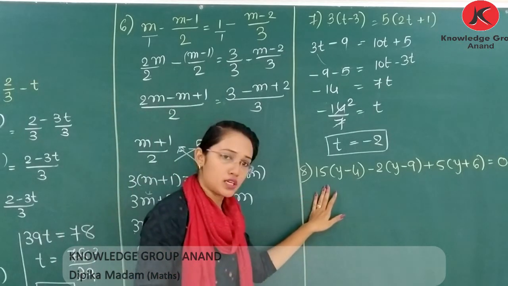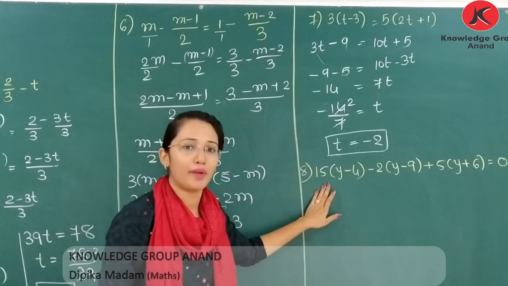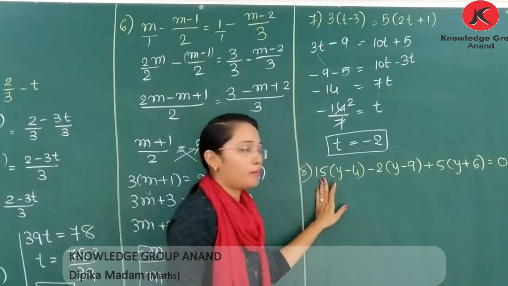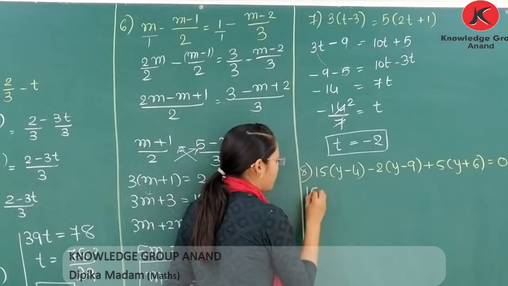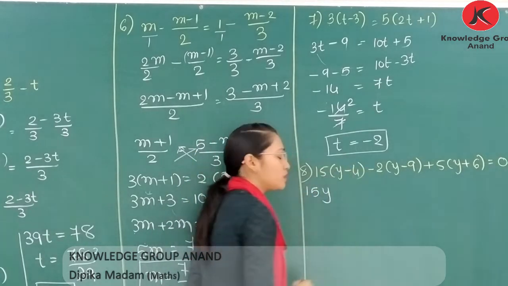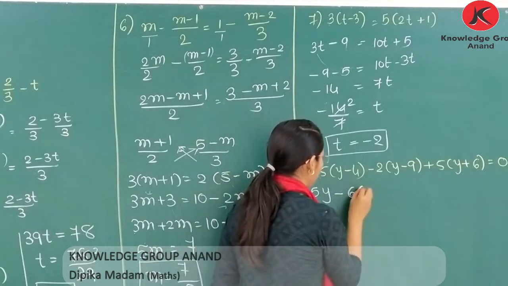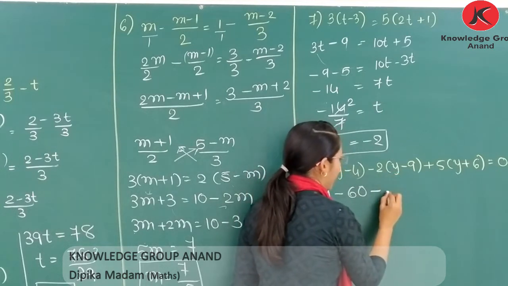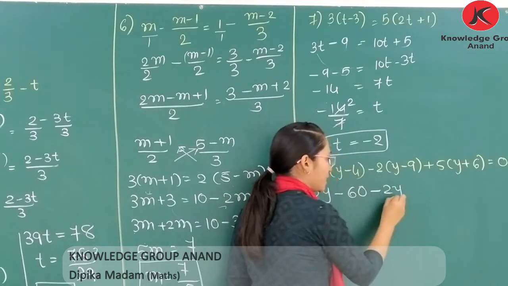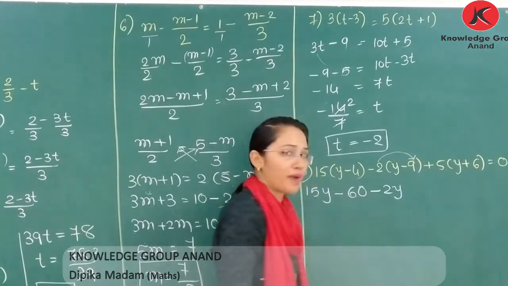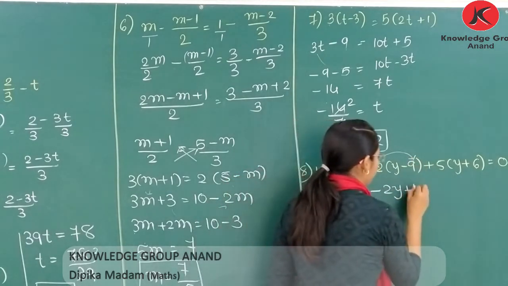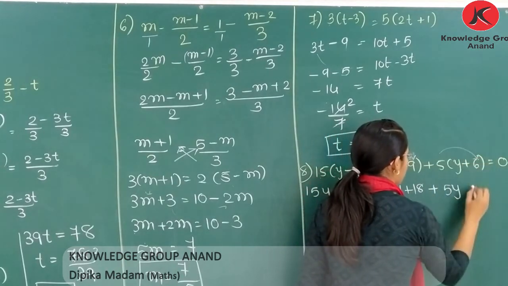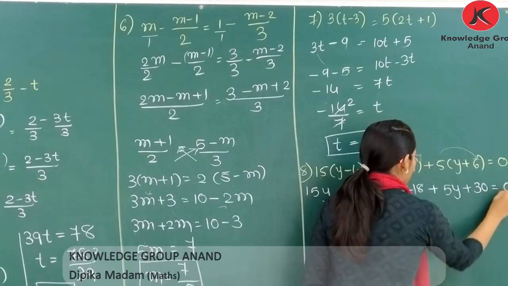So here it is simplified when you open the bracket. First of all, we multiply every number that is outside the bracket with the bracket. 15 multiplied with y, 15y, and 15 multiplied with minus 4, minus 60. Now minus 2 is multiplied with y, that is minus 2y, and minus 2 multiplied with minus 9 is plus 18. 5 is multiplied with y, 5y. 5 is multiplied with 6, 30, is equal to 0.